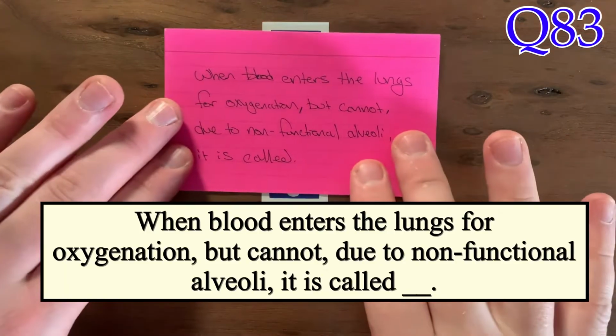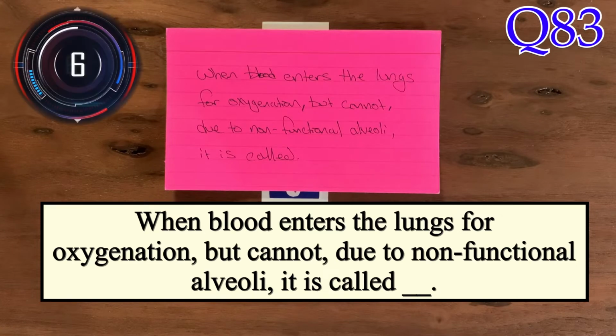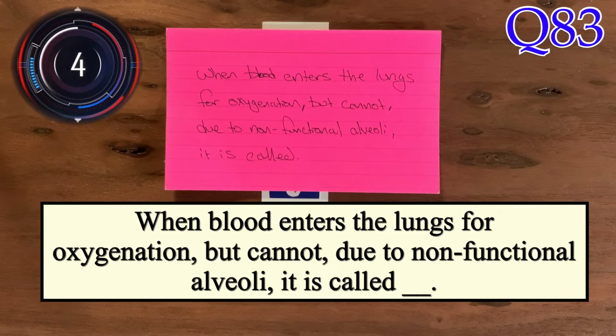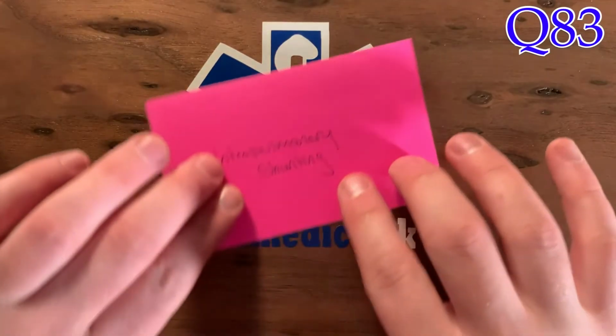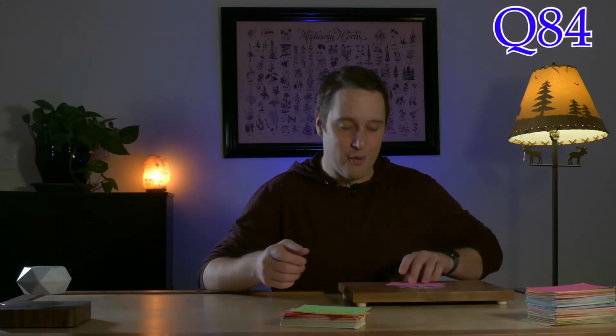When blood enters the lungs for oxygenation but cannot due to non-functional alveoli, it is called blank. So if the lungs cannot oxygenate the blood due to non-functional alveoli, the phenomenon is called intrapulmonary shunting. Moving on to question 84.